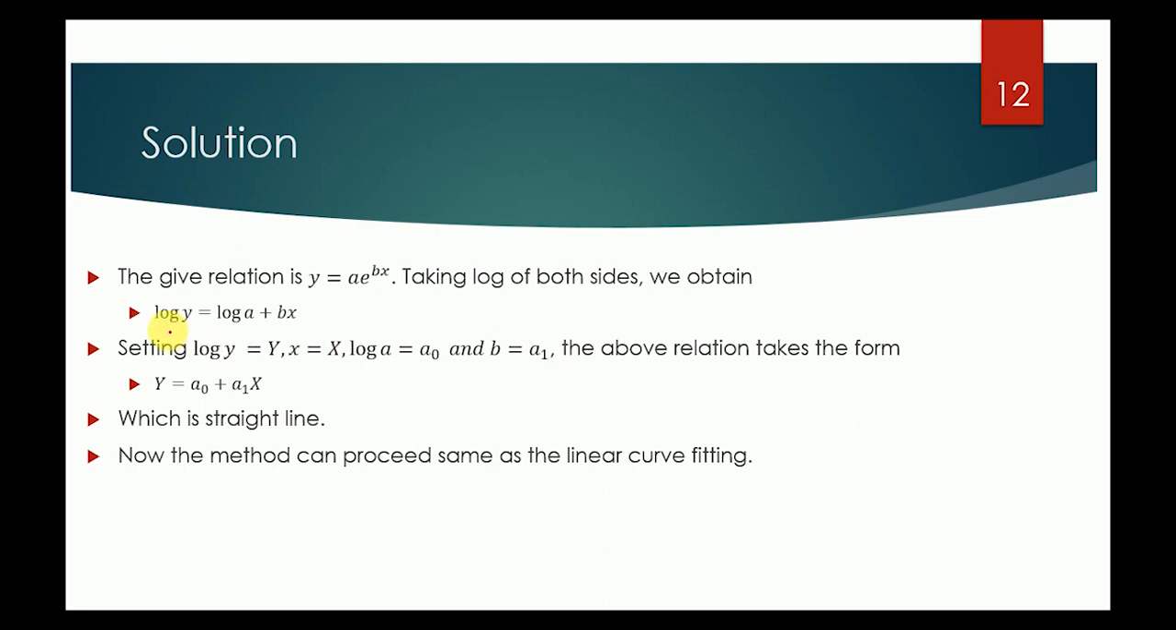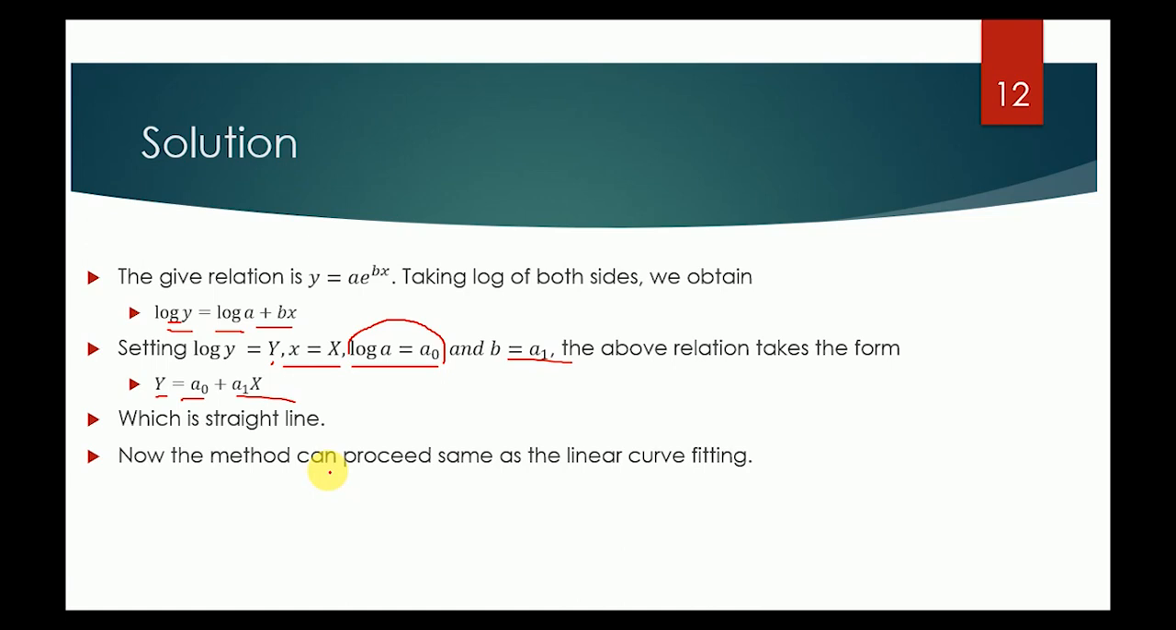So the relation is y is equal to a e to the power bx. We obtain log y is equal to log a plus bx by taking log at both the sides. So now we will set capital Y is equal to log y, capital X is equal to small x, a0 is equal to log a and b is equal to a1, and we will find that Y is equal to a0 plus a1X, which is a straight line. Now the method can proceed the same as linear curve fitting, as we have transformed the function into a linear function.